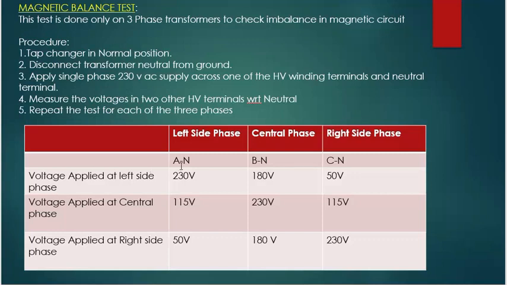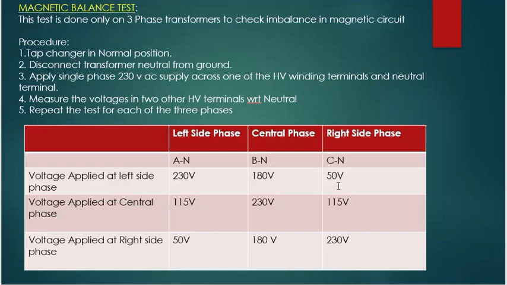A table is shown here which shows the value of the induced voltage in other phases when a 230 volt single phase supply is applied to one of the phases. Suppose on the left side phase of the transformer 230 volt is applied. So in the central phase 75% of the applied voltage, that is 180 volt, will be induced, and at the furthermost phase 25% of the applied voltage, that is 50 volt, will be induced.